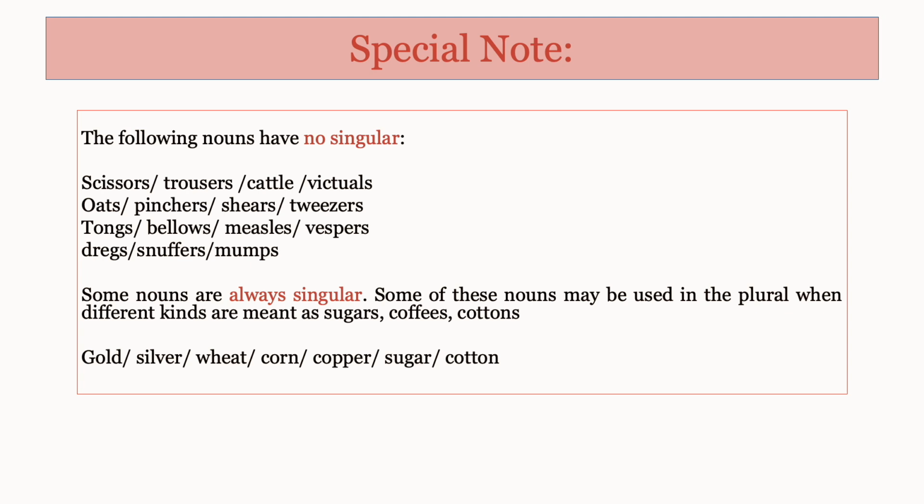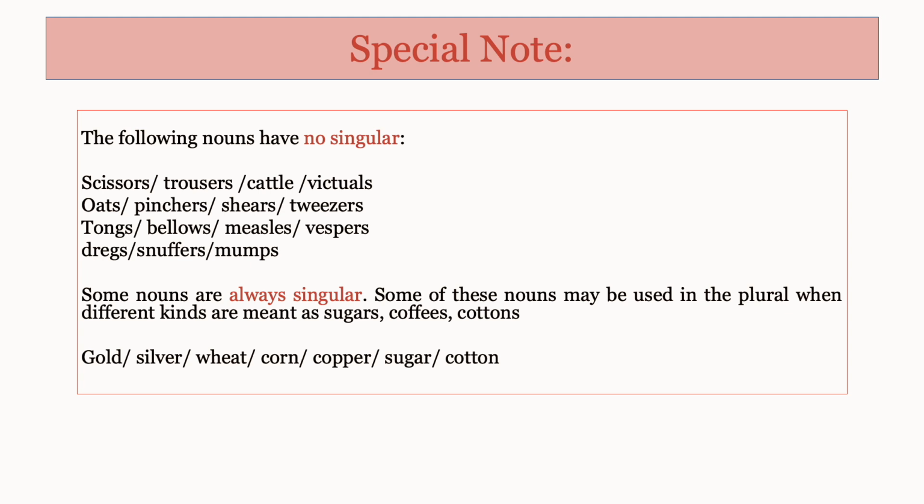Here is another crucial distinction regarding grammatical number. Some English nouns have no singular form at all. They are inherently plural, such as scissors, trousers, and cattle. On the other hand, mass nouns like gold, wheat, and corn are always singular.